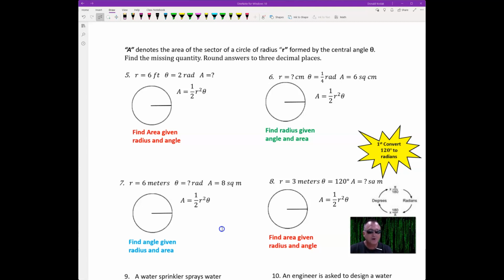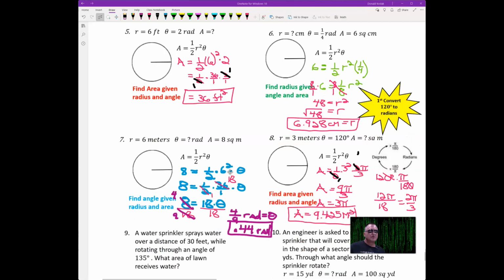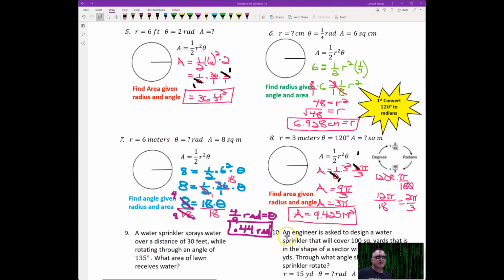So if you want to, pause the video here, and when you turn it on, you can check your solution. All right, here's the back. See how you did? You have, I did problems 5, 6, 7, and 8.